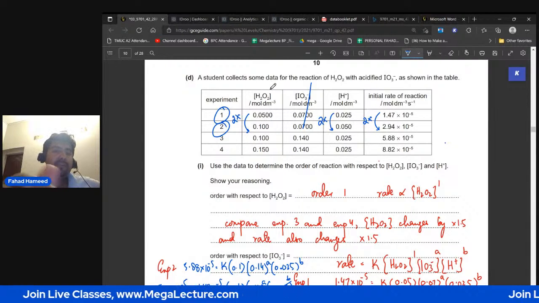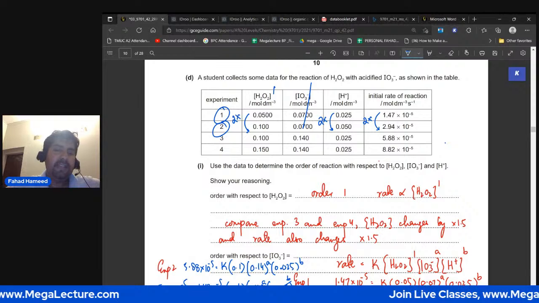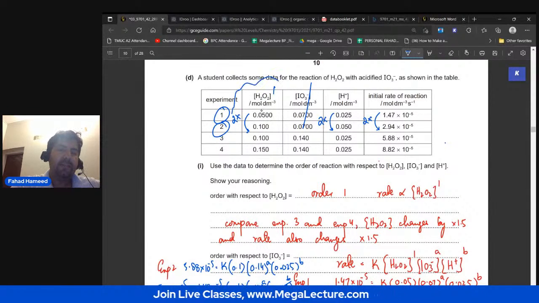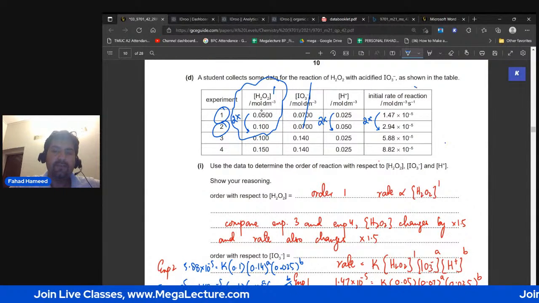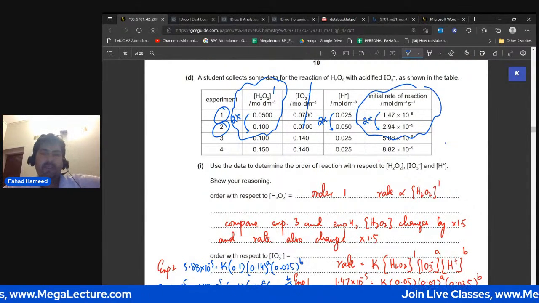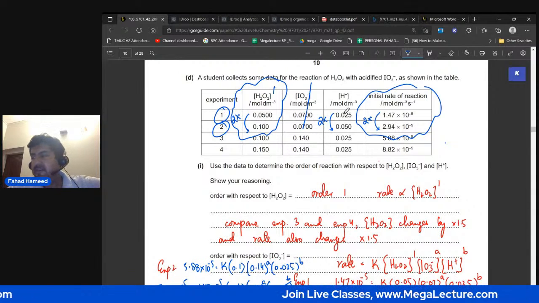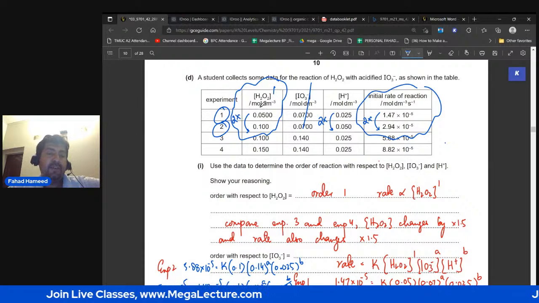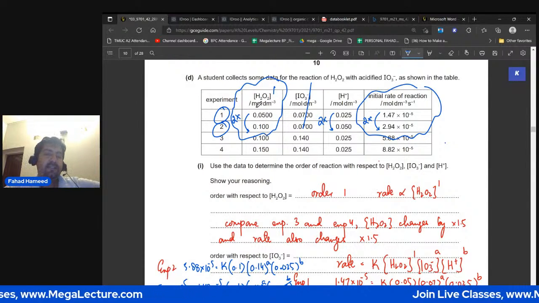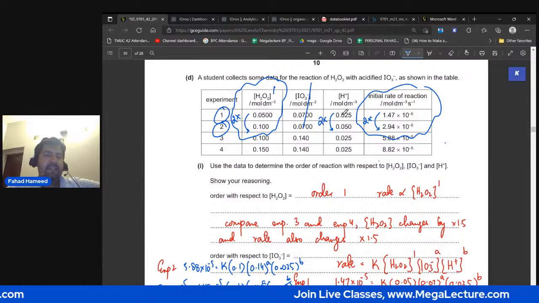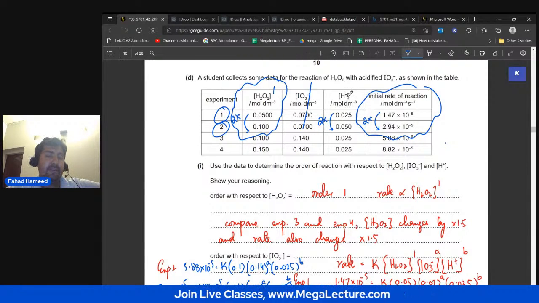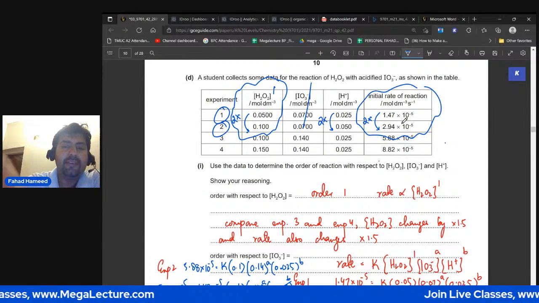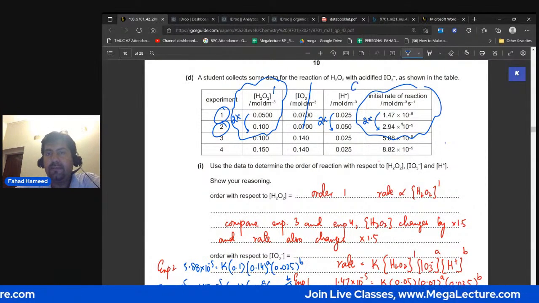But we knew that H2O2 is order 1. So order 1 means that if this doubles, this doubles. We already know that H2O2 is order 1, so the rate should double. So what is the effect of this other doubling that's happening? There is no effect. We know that this is getting doubled because H2O2 is order 1. So the other doubling, when you're doubling the concentration of H plus 1, is not doing anything. Absolutely nothing is happening here. So that must be order 0.